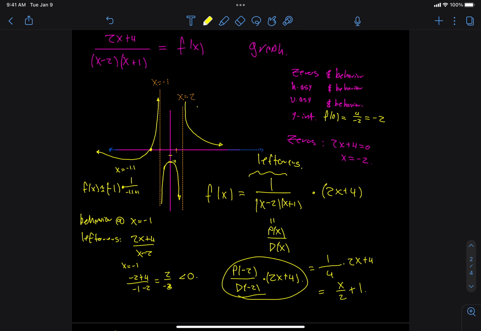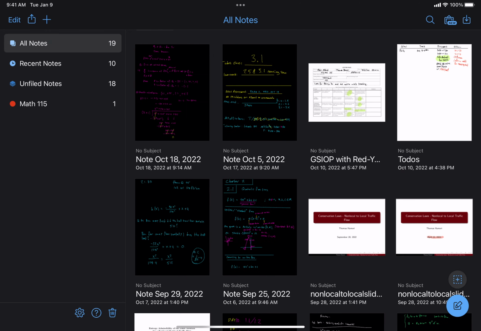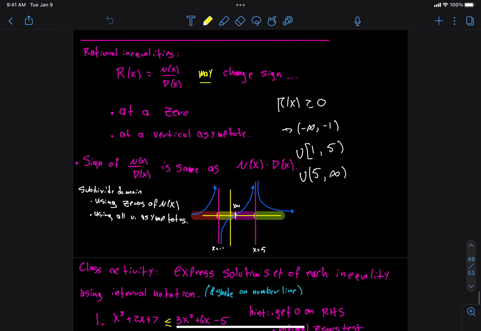Dare I ask, are there questions on this one? Yes? I'm just confused on how you know exactly what direction it's going in. Like, for the right side of the vertical asymptote, how do you know that's going down? So how do we know the behavior of the function near an asymptote? Let me pull back up our notes because we had a good diagram for this.